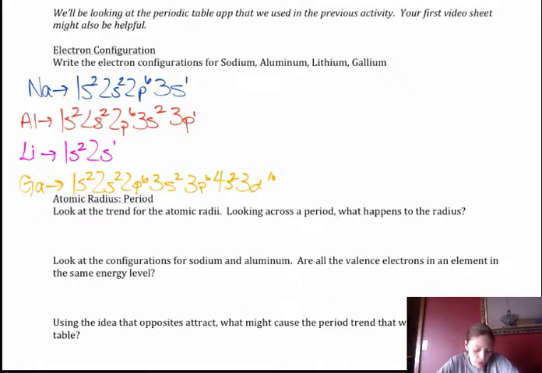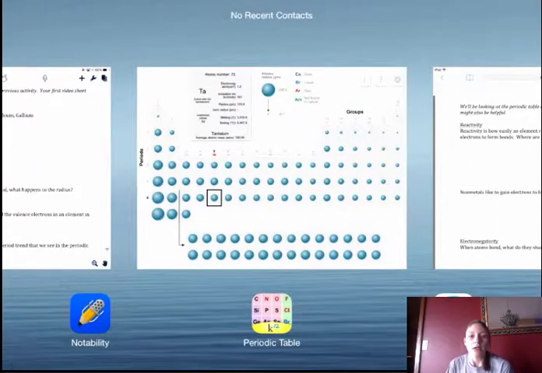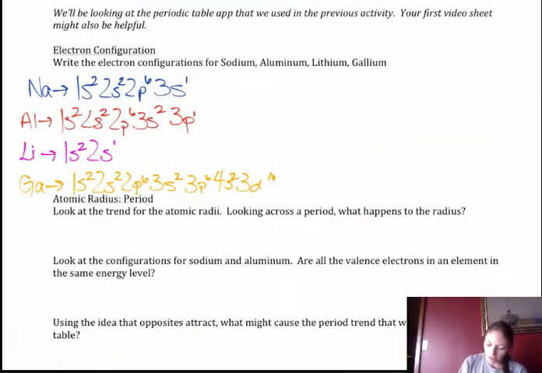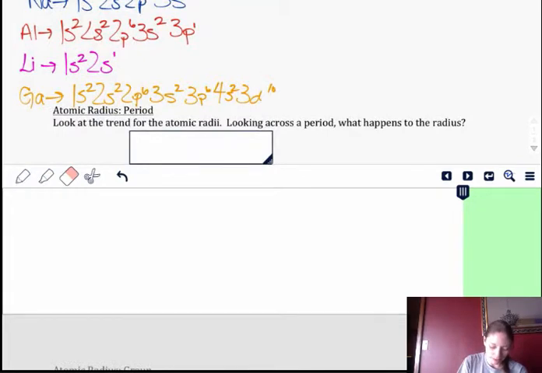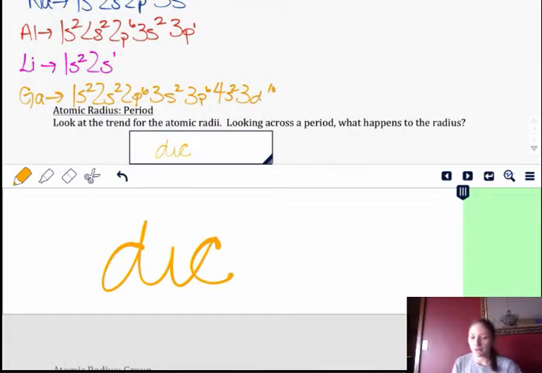Okay, so the first part we're going to look at now is the atomic radius trend for the periods. Okay, so if we look at the atomic radii, and we're going to look across the period and say what happens to the radius. We already did this in the last video. All right, we look at our little app here, and this is my atomic radius. We look across the period left to right, and we see that our radius decreases. So that one is easy. We're not going to use those lovely configurations yet, so it decreases.